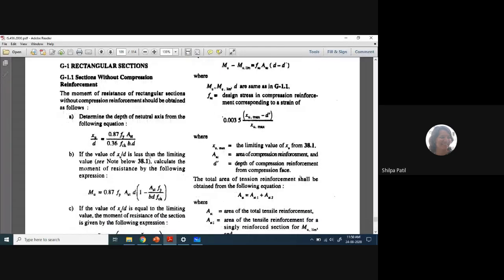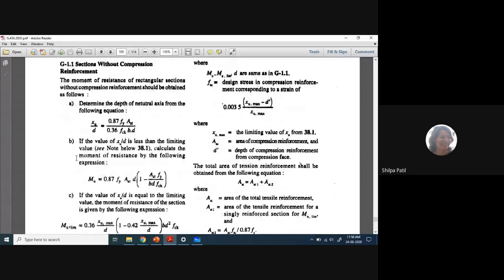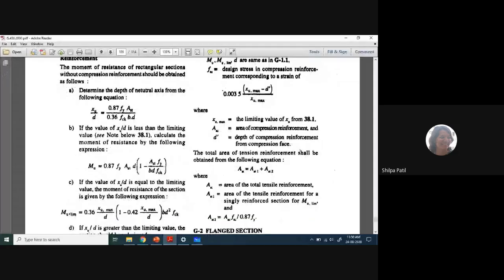Similarly, if the value of XU by D is less than the limiting value, or the KU value is less than KU max, or in other terms, the XU value is less than XU max, the moment of resistance is given by this formula. Now we have discussed both the formulas for MUR for an under reinforced section. They have given only the TU into ZU expression, but we can use the CU into ZU expression also.